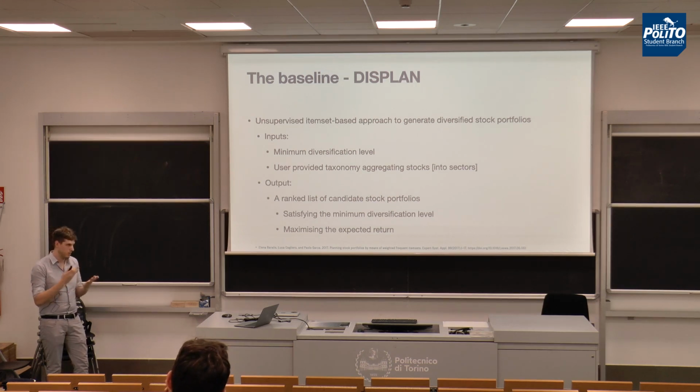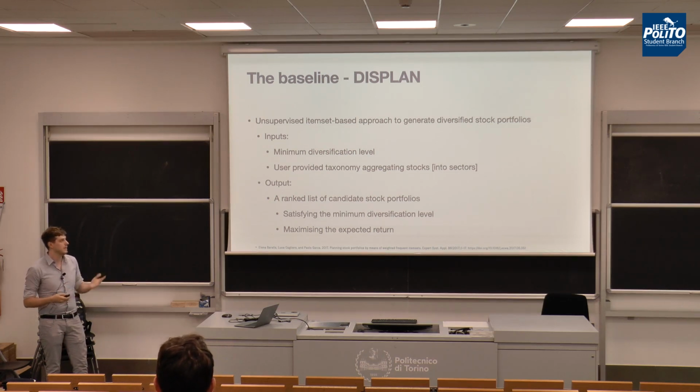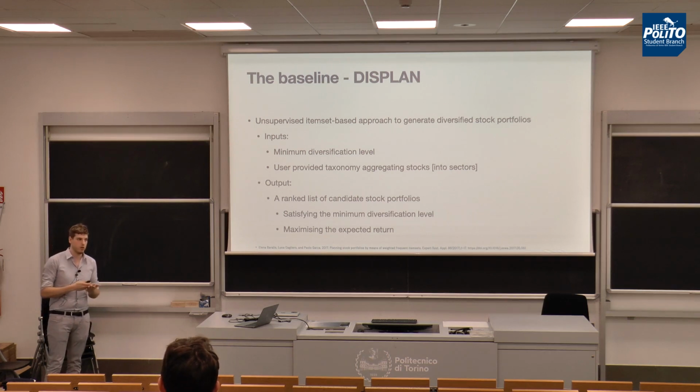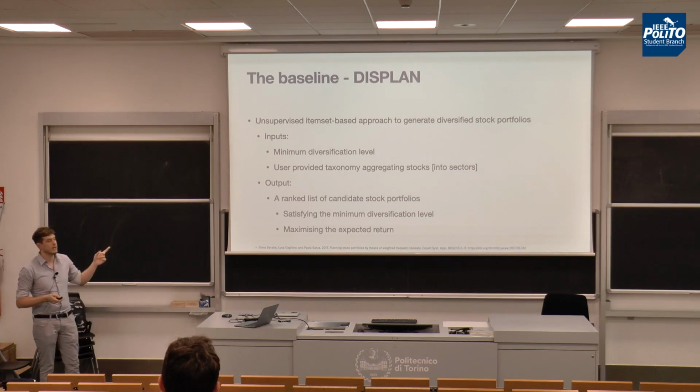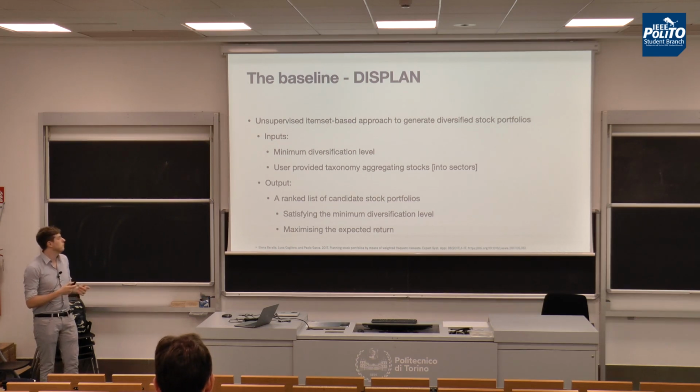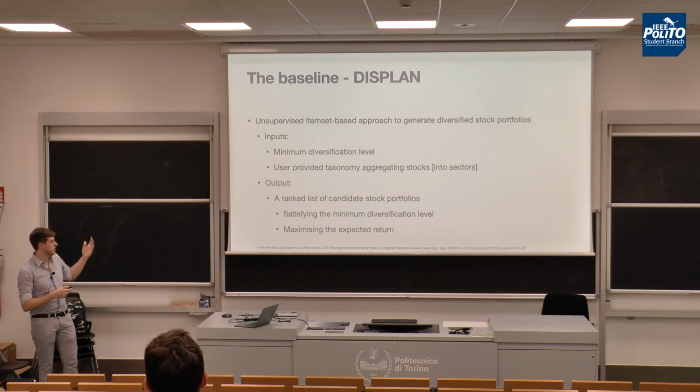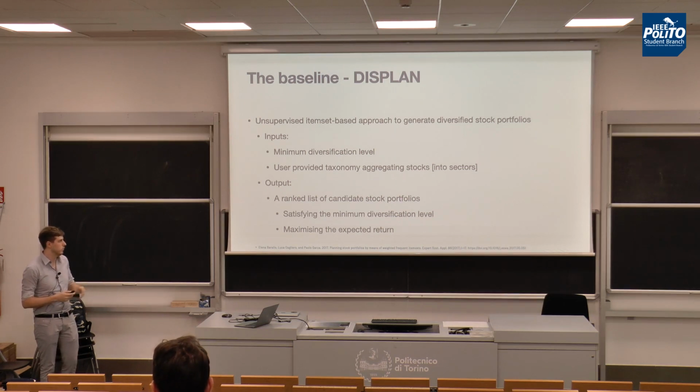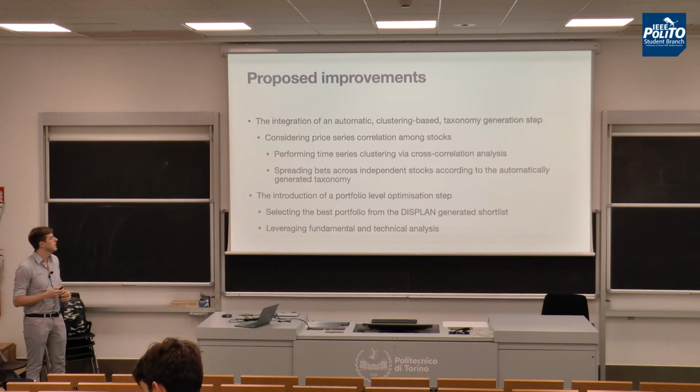How does it do that? Taking it really high level again, it takes in input a minimum diversification level and a taxonomy that aggregates stocks. In the case of this plan, as in most of the literature, it aggregates stocks into sectors. What it gives in output is a ranked list of candidate stock portfolios that, of course, satisfy the minimum diversification level and try to maximize the expected return. It's a whole framework, but the gist is in this slide.